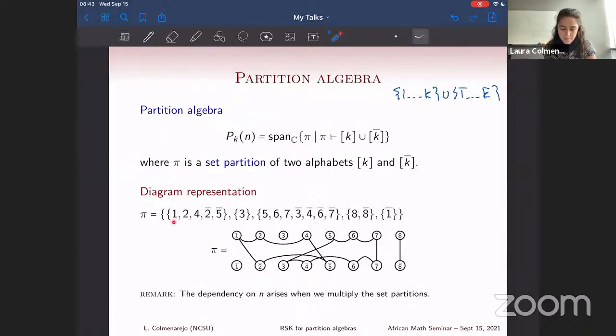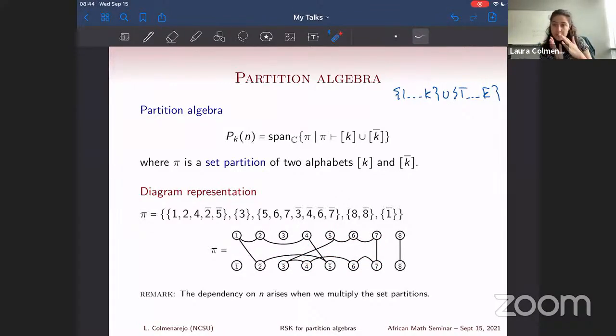So you see here I have 1, 2, 4, and 2 bar and 5 bar, and then I just close it here. So I will get this element. The 3 is by itself, so I don't do anything. The same with the 1 bar here. The 8 and the 8 bar are just linked together. And then for this other one, I have 5, 6, and 7, 3 bar, 4 bar, 6 bar, and 7 bar, and I just close it.